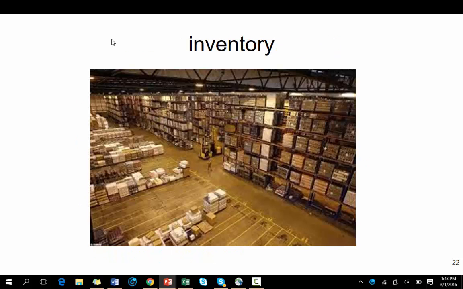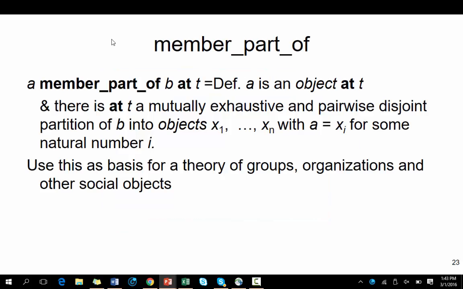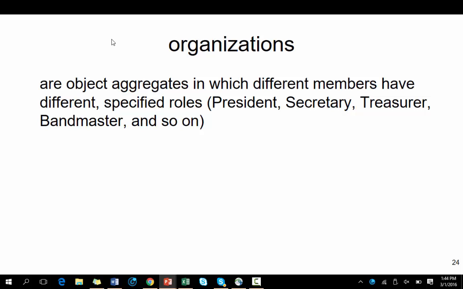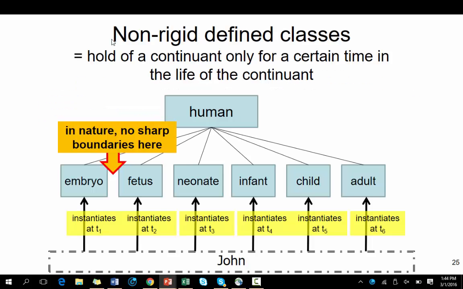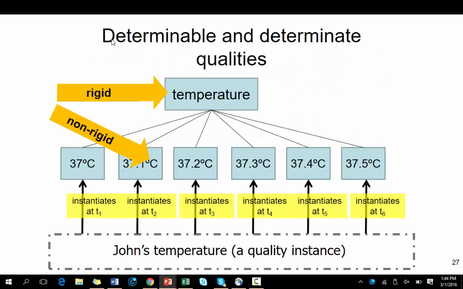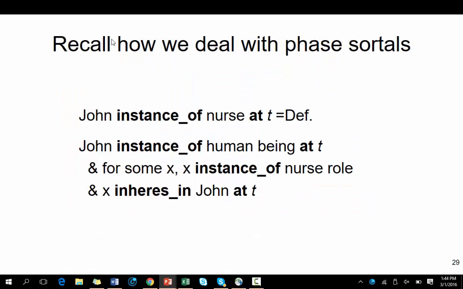All right, so this is the library example that Fernanda introduced earlier. This is the object aggregate, which is the inventory of all the... I guess it's a warehouse, not a library, but it might have been a library. And then we have member part of at time t, that's the relation between objects and object aggregates. And we have organizations, which are object aggregates plus specified roles. And now we go back to this, and I don't think we need to talk about this because we talked about this a week ago.